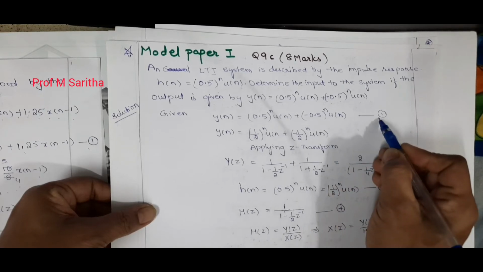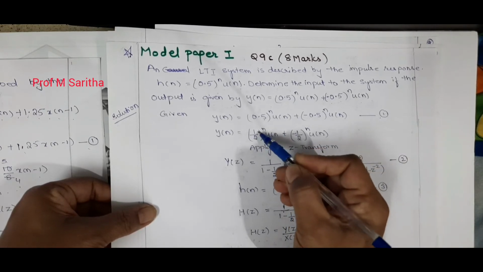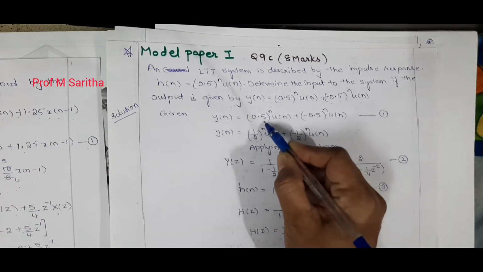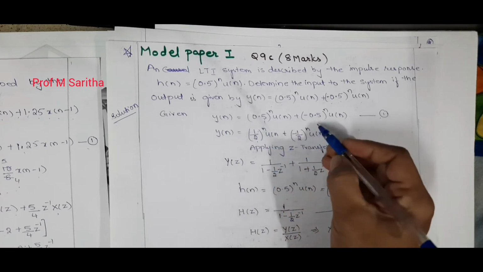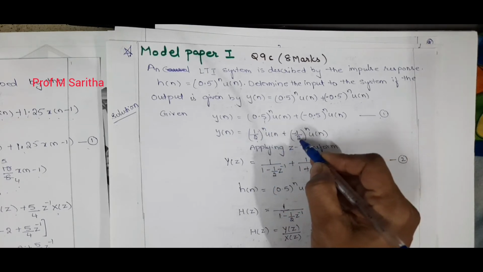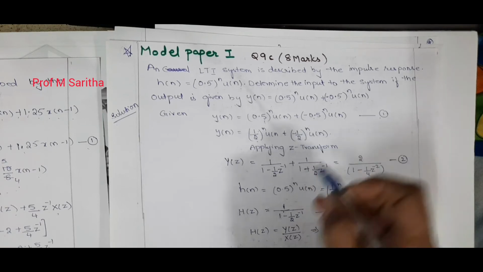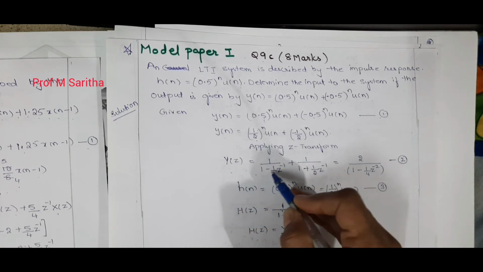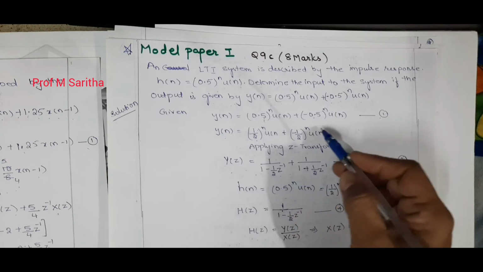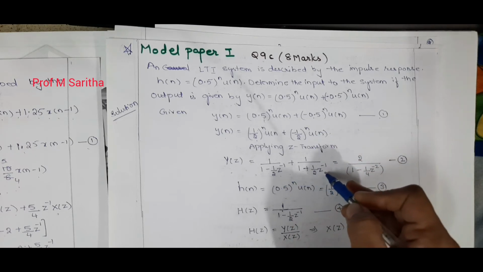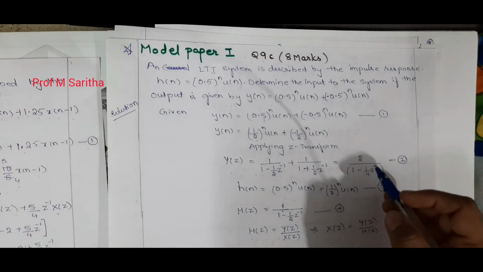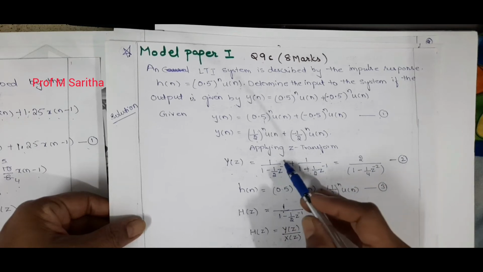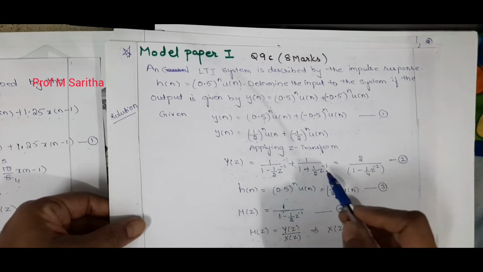So let us take this as equation 1, and this 0.5 we are writing as 1 by 2, only for your convenience. If you want, you can take it as 0.5 and further go for the simplification. And minus 0.5 I'm writing as minus 1 by 2. Now applying z transform to this equation, we get y of z is equal to 1 divided by 1 minus 1 by 2 z raised to minus 1 plus 1 divided by 1 plus 1 by 2 z inverse. Simplifying this, it is like a plus b, taking cross multiplication, into a plus b into a minus b.